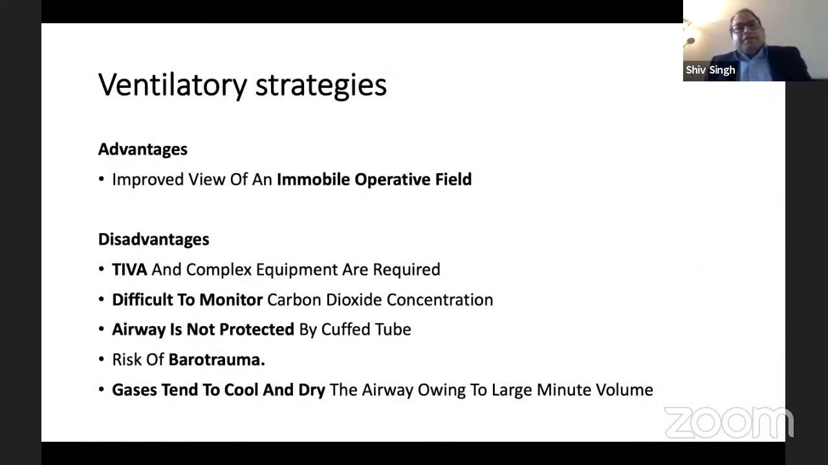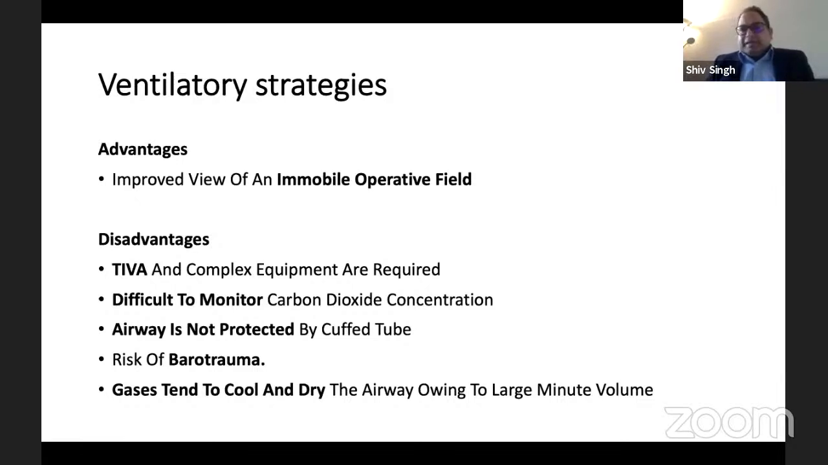High-frequency jet ventilation gives an immobile operative field, especially when it's used at very high frequencies. Disadvantage, like other jet ventilation, you cannot deliver volatile anesthetics, so you will have to use TIVA, and that means you need more equipment. You cannot monitor carbon dioxide. And the airway is not protected. There are no cuffed endotracheal tubes used in these cases.